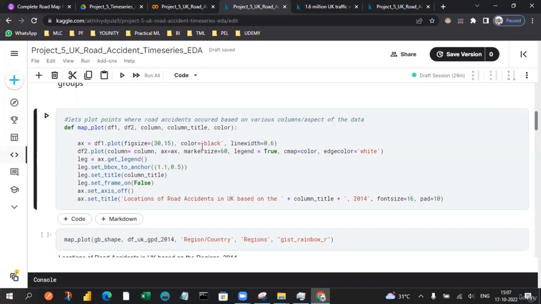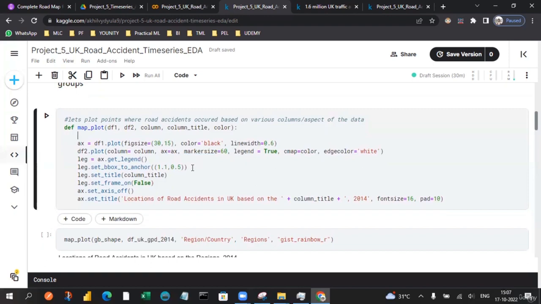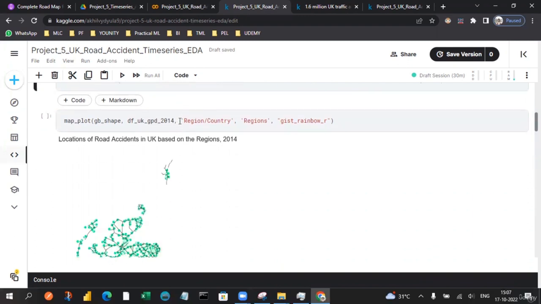So we will eventually give some color and also the figure size and line weight. These are just functionalities corresponding to the plot library. If you want, go and check out the plot documentation so that you will be able to see all the information corresponding to this.